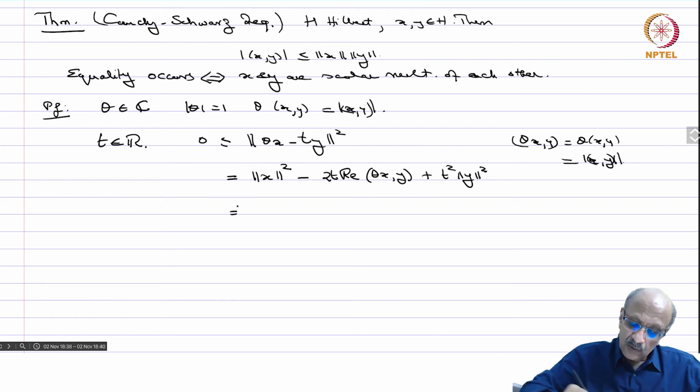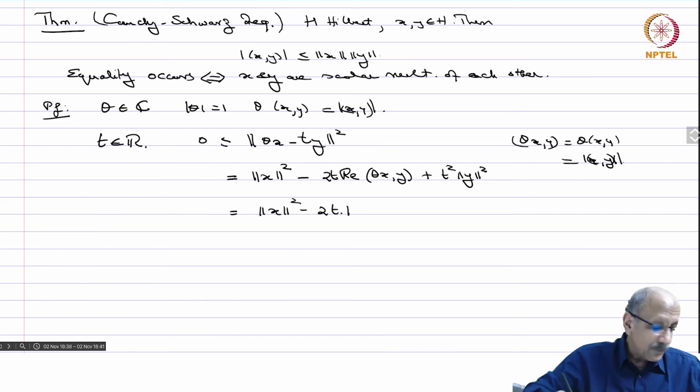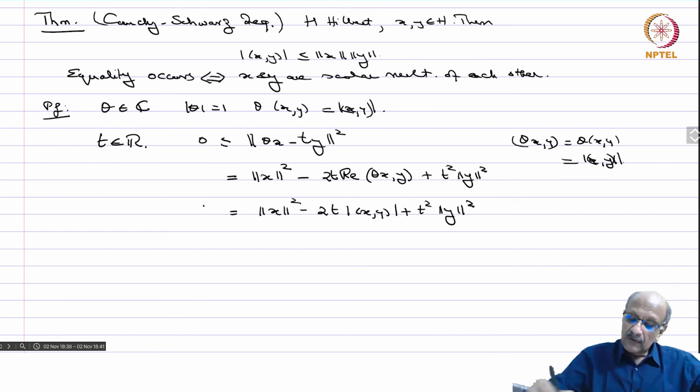Okay, so that's equal to, so it's a real number anyway, so that's equal to norm x square minus 2t mod xy plus t square norm y square, and that is always greater or equal to 0. So you have a quadratic polynomial which is non-negative, which is of constant sign. That means you are having a parabola which never changes sign. That means it doesn't have any real roots. That means its roots are imaginary.